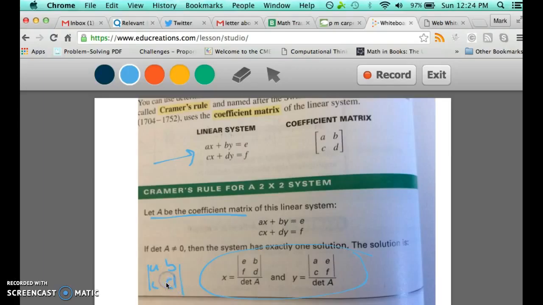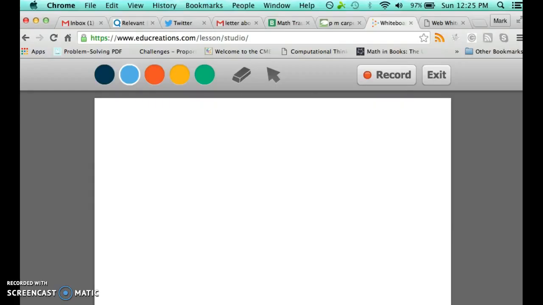And so Cramer's rule basically states that x equals, and then it's almost like this over itself, but when you're trying to find x, you replace the coefficients of x with E, F, and when you're trying to find y, again it's this, but you replace the coefficients of y with E, F. Let me show you an example.